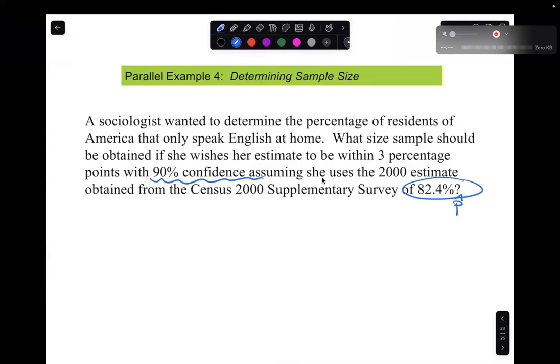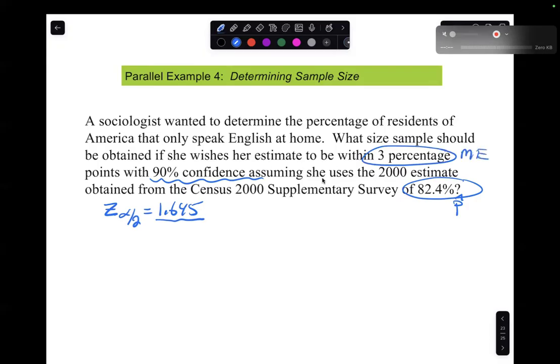So my z sub alpha divided by 2 is going to be 1.645. I don't know why this is the only one they round to 3 places. However, I do want to tell you, I don't know if it's this chapter or chapter 10, one of them tells you to round your z-score to 2 places. Make sure that you make that 1.65 at that time if you do. Just letting you know. And here's my margin of error right here.